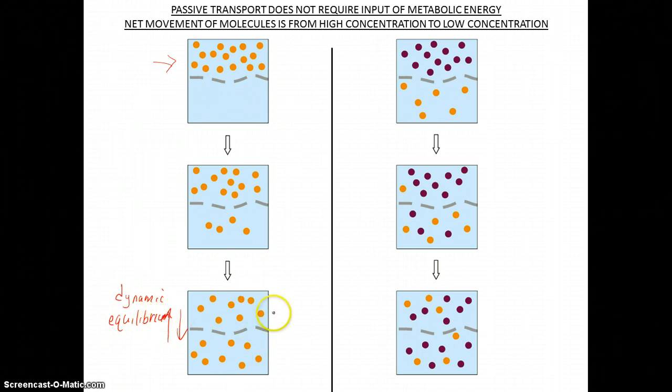In this scenario, you have solutes in equal amounts on both sides of the membrane. In this other case, you have great amounts of one type of solute on one side and another type of solute on the other side, and both of them move independently from high concentration to low concentration.